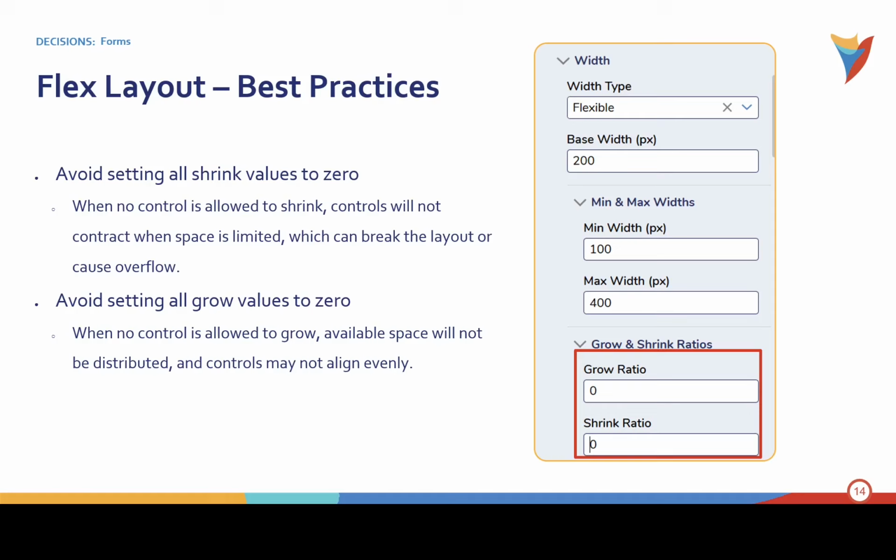By default, these are each set to 1 whenever you have a flexible width, meaning that all controls resize with the same ratio. However, you can change this if you want certain controls to resize larger or to shrink less when the main form is changed. So that's how you utilize and design with the flex control layout inside of Decisions.